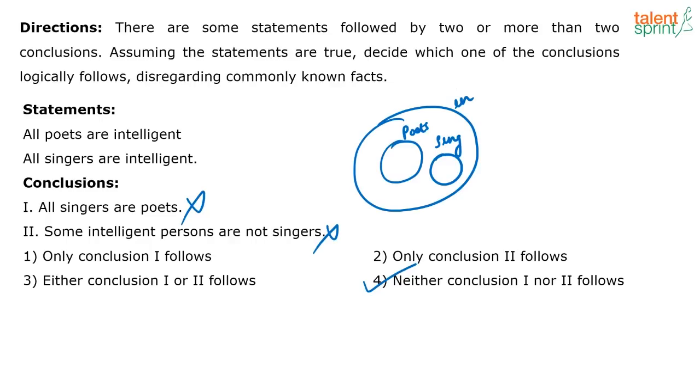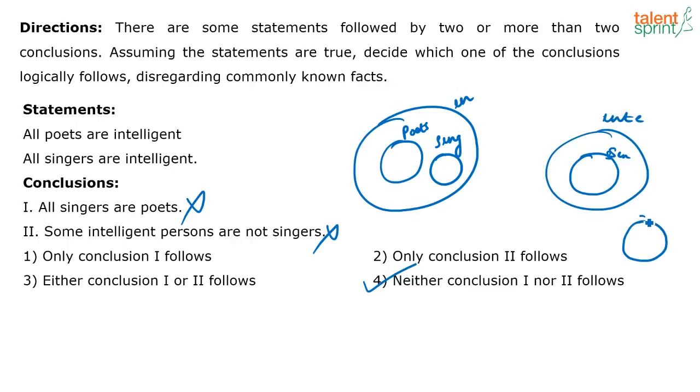How is 2 not right? See, what is given? Some intelligent persons are not singers. Is there anything said like that? I know all singers are intelligent. So for now, with minimal overlapping, I've drawn like this. All singers are intelligent. Now, the singer and the intelligent sets can be like this, right? They can be the same also. So how can I say that some intelligent persons are not singers? This is not something that is definite.